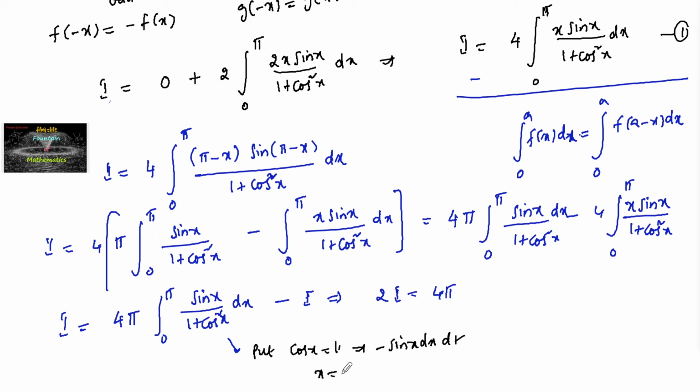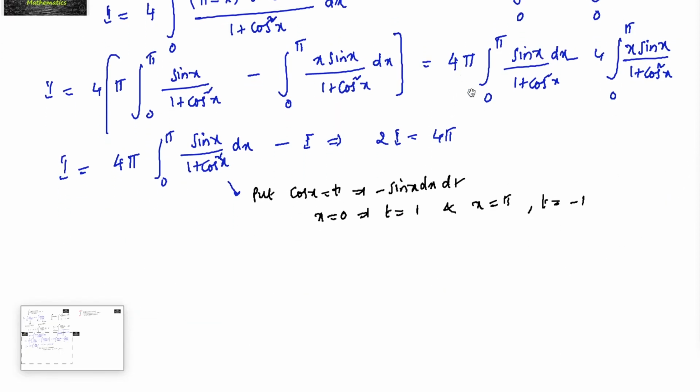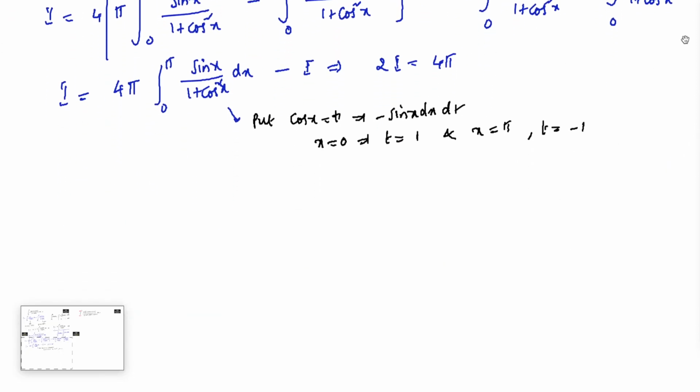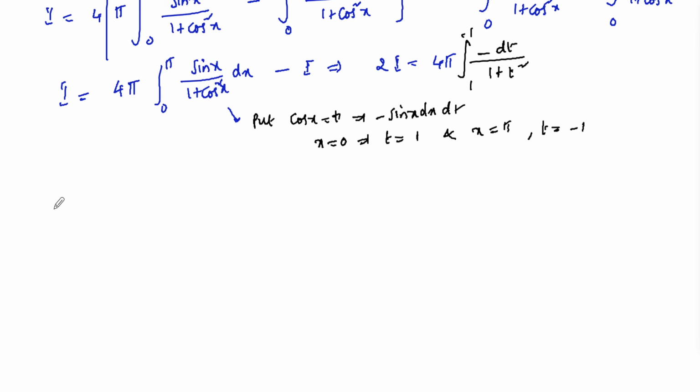Also when x is equal to 0, t is equal to cos 0, that is 1, and when x is equal to pi, t is equal to cos pi, which is minus 1. So we can change the limits also, and we can write the integral from 0 to pi as the integral from 1 to minus 1, with sin x dx being minus dt upon 1 plus t square.